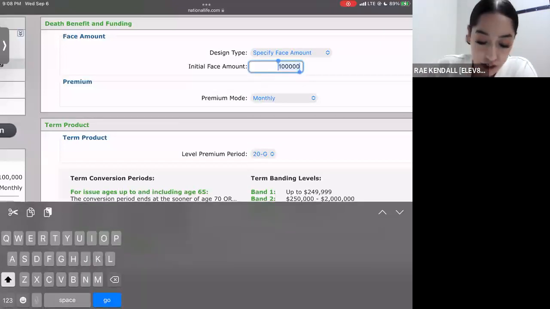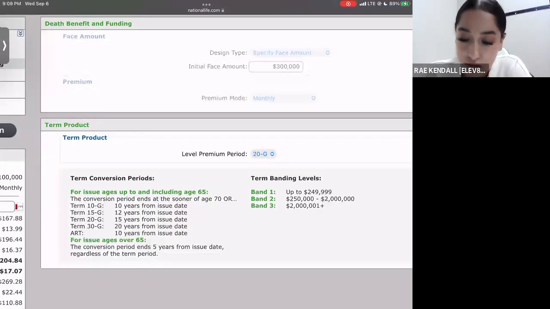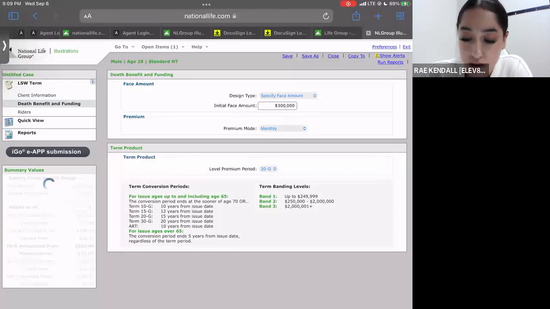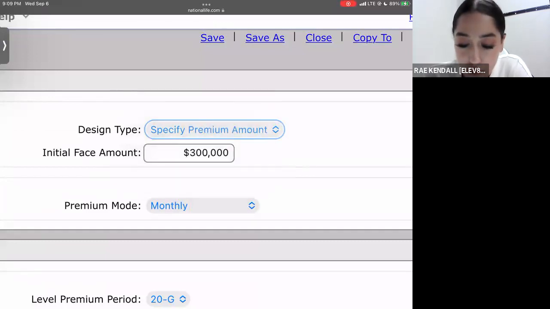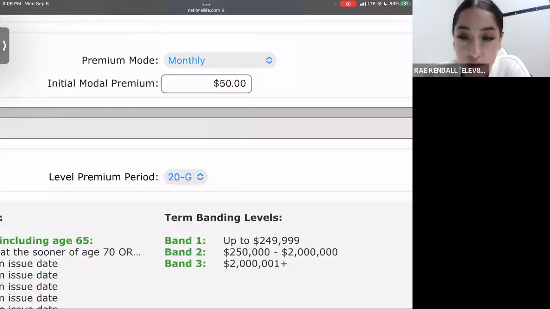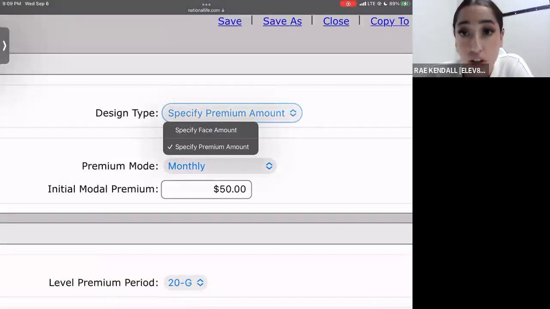So if she's looking for 300, you could go right there. Insert the face amount. If you notice, this dial is on face amount. You're solving for how much insurance they want. If you switch it to premium amount, that's how much she could afford on a monthly basis. So you could switch it based on what their conversation is with you. Oh, I'm looking for a $500,000 policy. Oh, I only got $100, depending on what that conversation is.